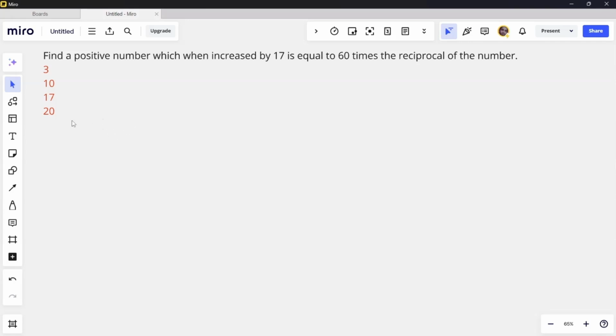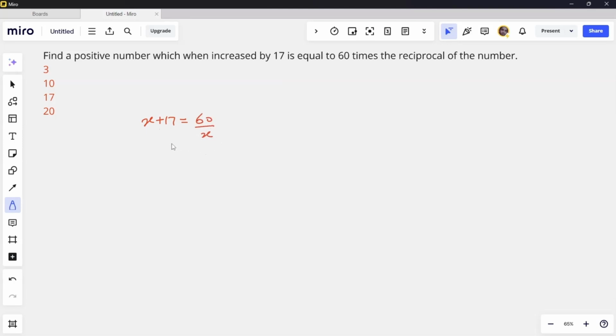So as you can see, this is our question: find a positive number which when increased by 17 is equal to 60 times the reciprocal of the number. Let's suppose the positive number is x. Our positive number is x, and it is increased by 17. It means plus 17, and that equals 60 times the reciprocal of the number. Since we suppose the number as x, 60 times the reciprocal will be 60 by x.